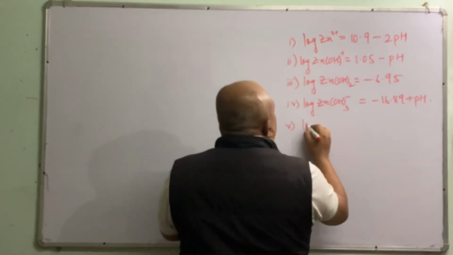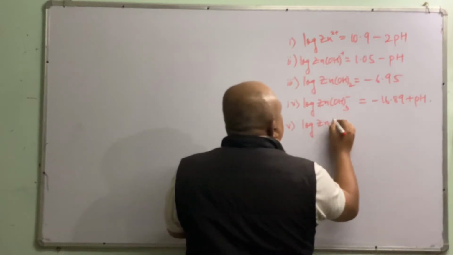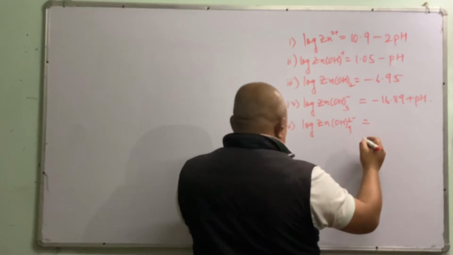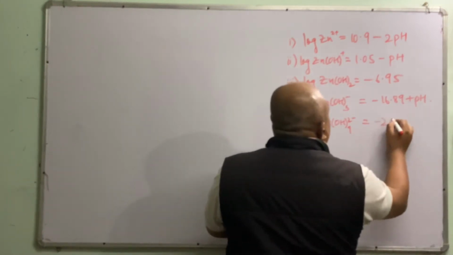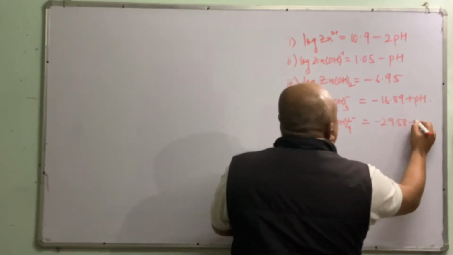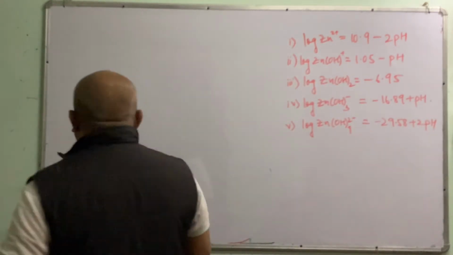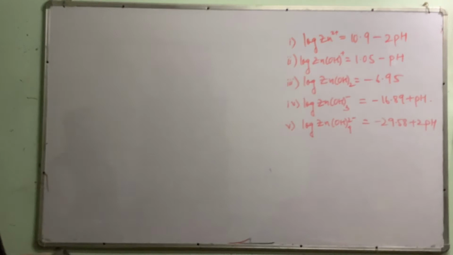Number 5, log of Zn(OH)4 2- is equal to minus 29.58 plus 2pH. So these are all the equations that we derive after the formation of complex using the solubility product values.